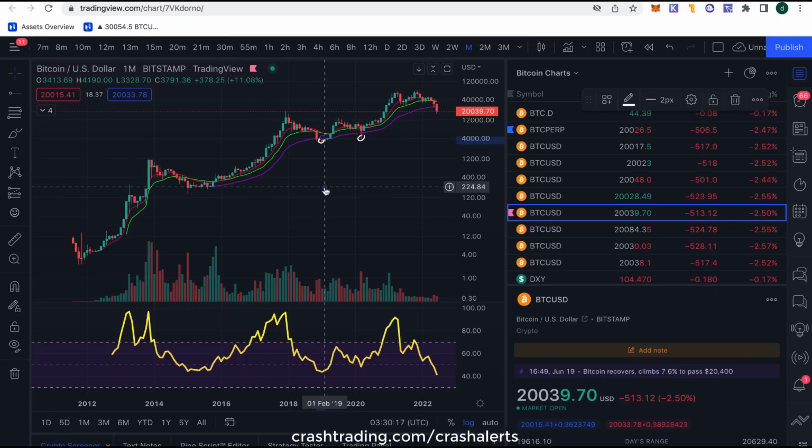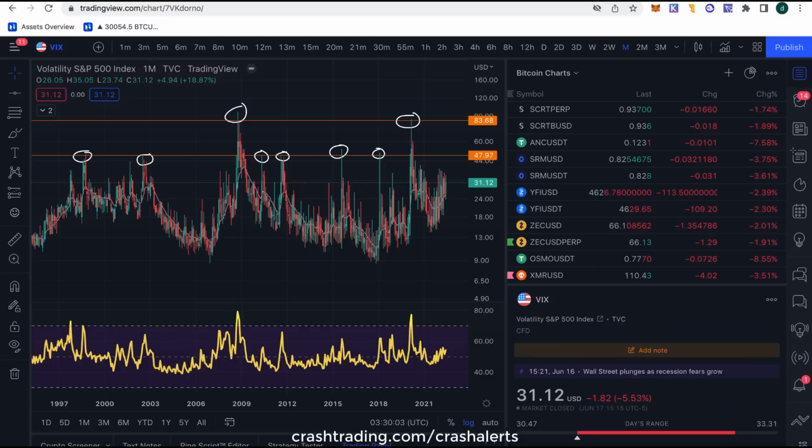All right, so VIX spikes out. Stock market bottoms, VIX tops. Stock market and Bitcoin bottom, right? If you don't know your correlations, which I teach in the Crash Trading Charts course, VIX is just an inverse correlation to the stock market. So if you see VIX going up, which is volatility, then the stock market's most of the time going down.